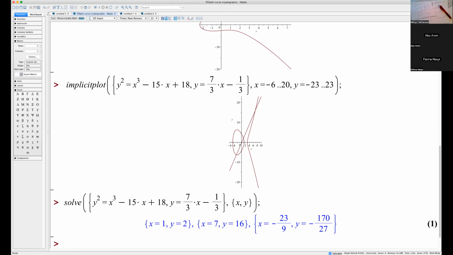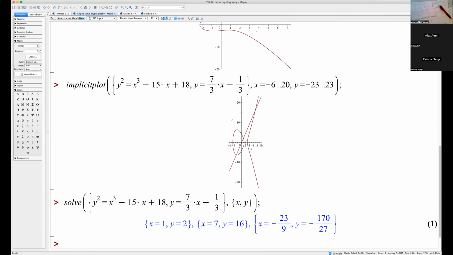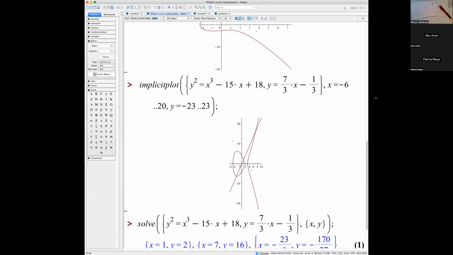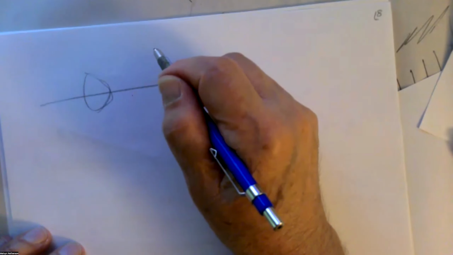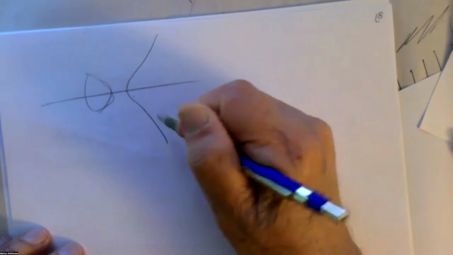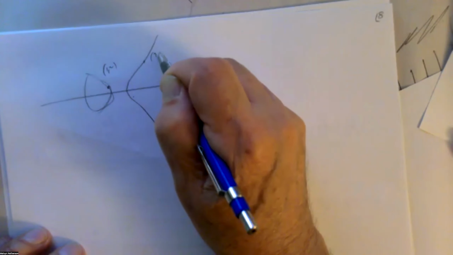Let me stop the share and let's draw a picture to see how far we've come. So we have this elliptic curve. It looks kind of like this. And we had 2 points on the curve. This is the point 1, 2. This is the point 7, 16. And I drew the line between them.